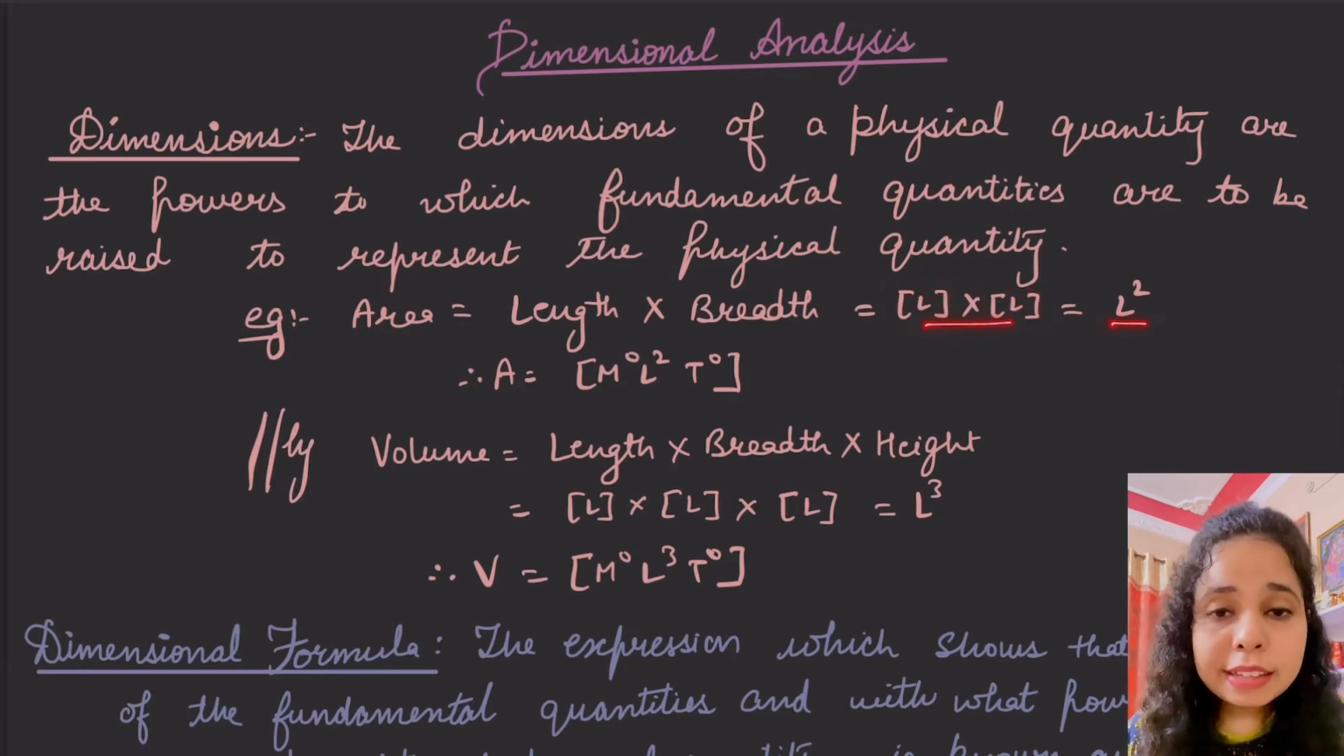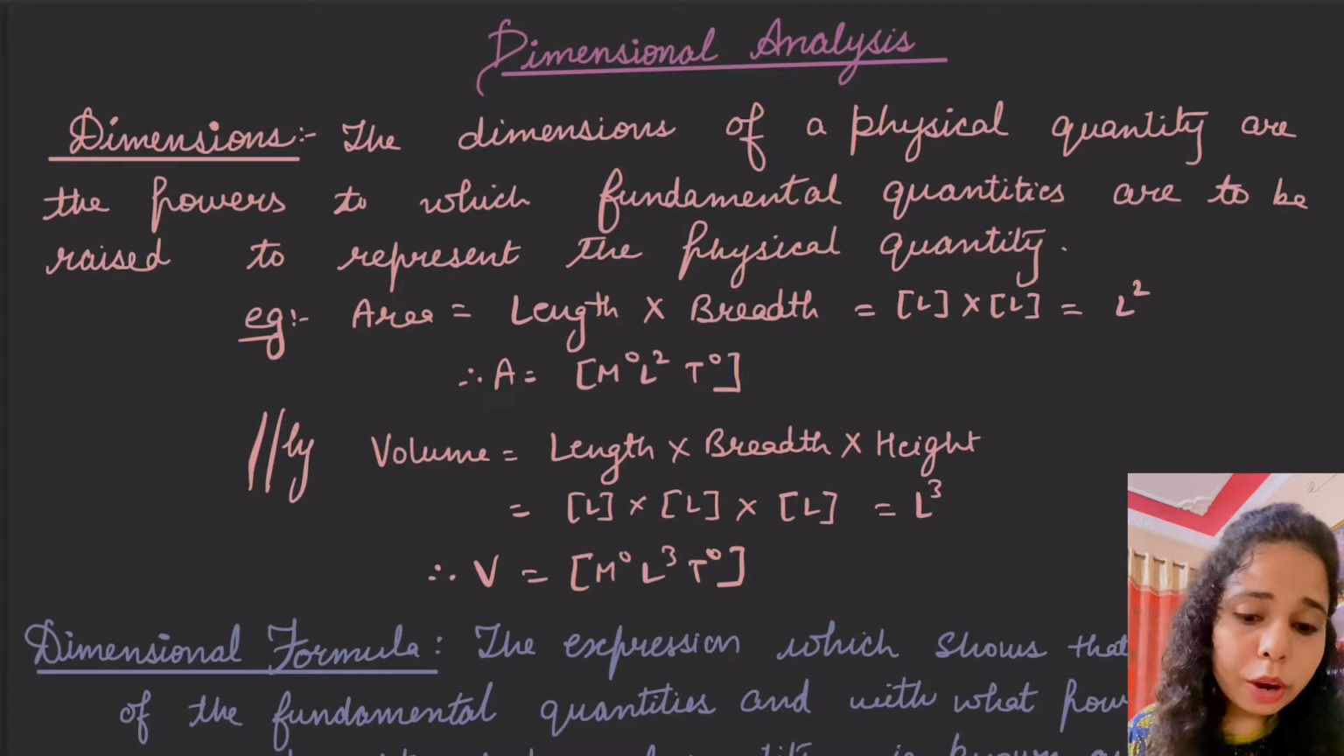So area contains the fundamental quantity length, and it is taken 2 times. Therefore the dimensions for area are L square. It does not contain mass, it does not contain time, it only contains the fundamental quantity length. Therefore area has the dimension L square. Now area is expressed in terms of a fundamental quantity.